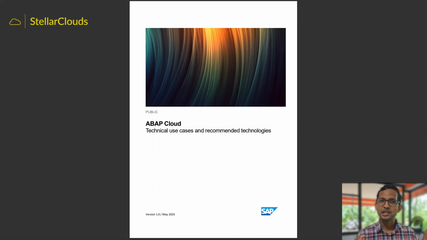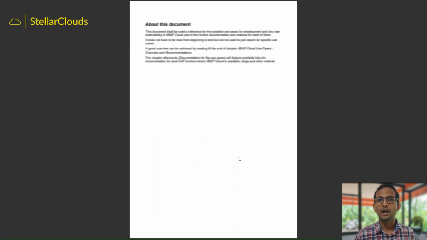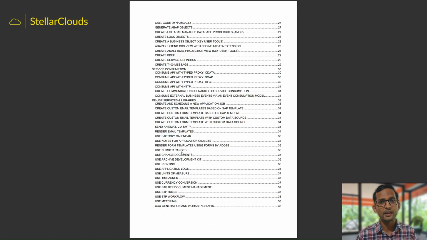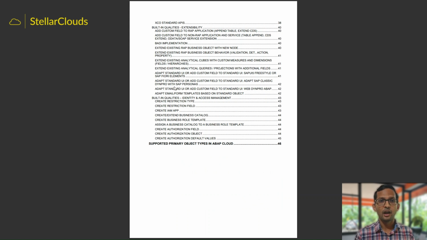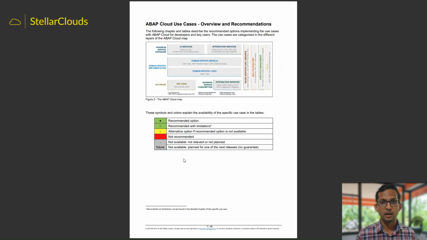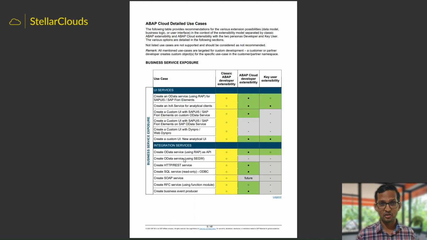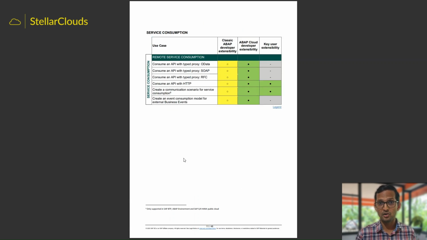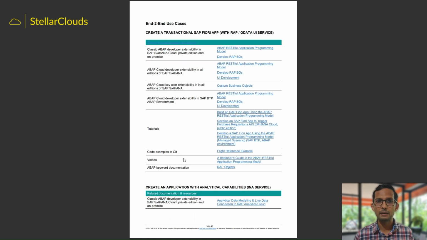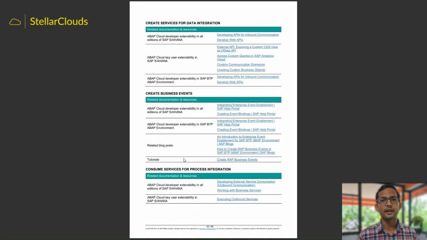So where to learn it? Start with a 10,000 feet overview: ABAP Cloud technical use cases and recommended technologies. This is an SAP document. This gives you an overview of what technologies to use for various use cases. For example, how to send emails within S4HANA, or how to schedule a job, how to create lock objects, when to create a new FM or function module, when to create a new class, and so on. This is a great document which you can keep as a reference for your future work as well.